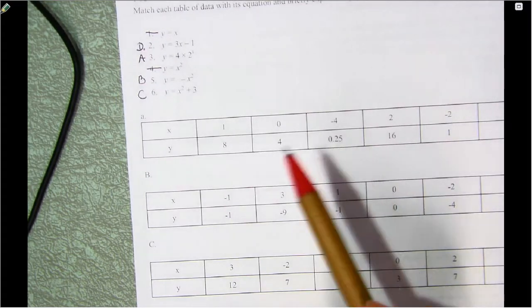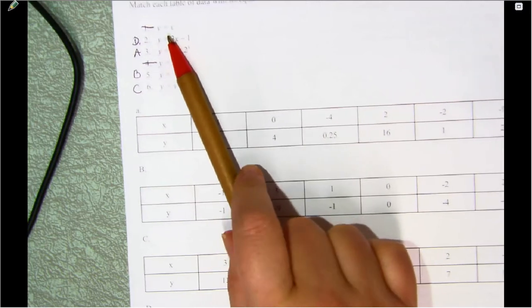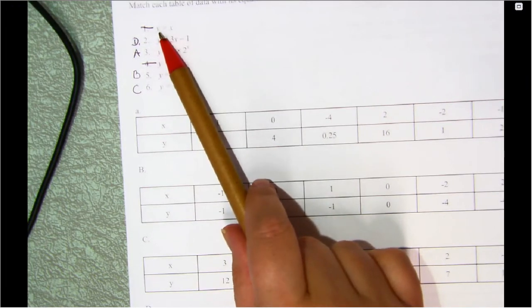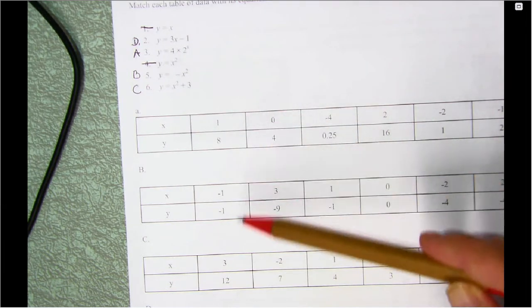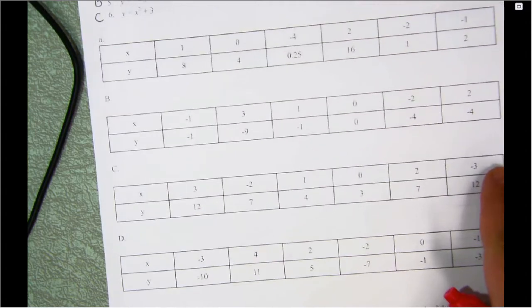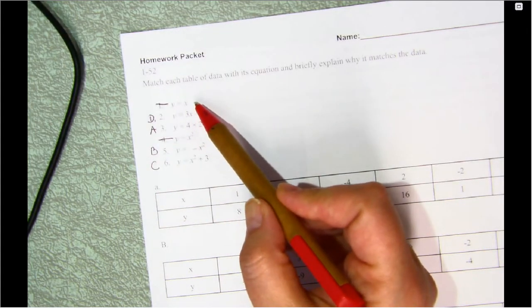So how I did this, I was looking for when y equals x, that means the number has to be exactly the same. If this is 1, this is 1. So I was looking for the same numbers all over the tables. I could not find they're the same. So this equation does not have a table.